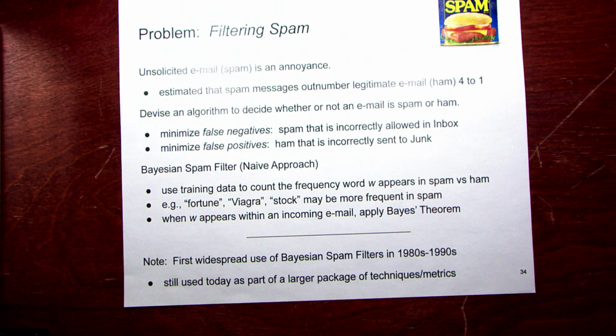Our goal is to devise an algorithm to decide what is spam and what is not. The objective is to minimize false negatives, spam that is incorrectly allowed into the inbox, that is annoying. Also to minimize false positives, where you do the opposite. You tag ham as spam and it gets moved to junk. My estimate is that one of these two, false positives or negatives, is more annoying to you than the other. Is one more annoying to you than the other?